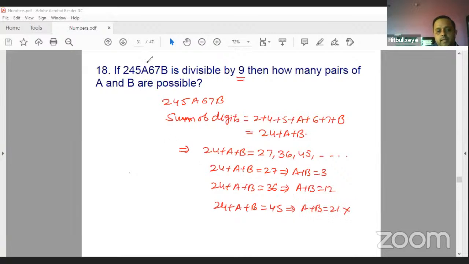The reason being A and B are digits. At max, they can be 9 and 9. So if you take A and B to be 9 and 9, their sum would be 18. It cannot be 21 in any case.